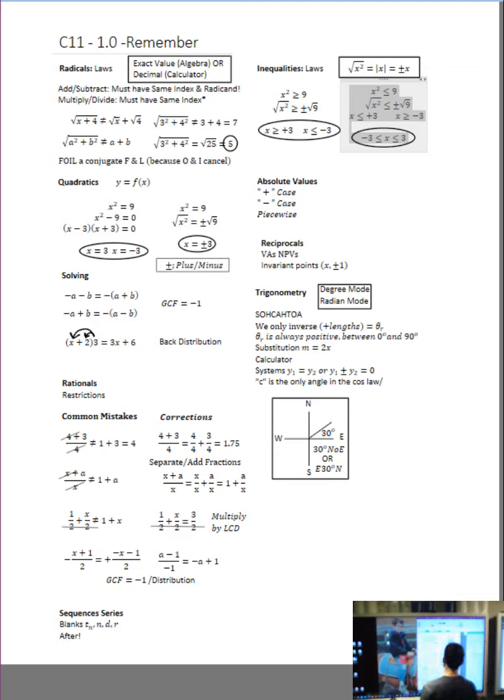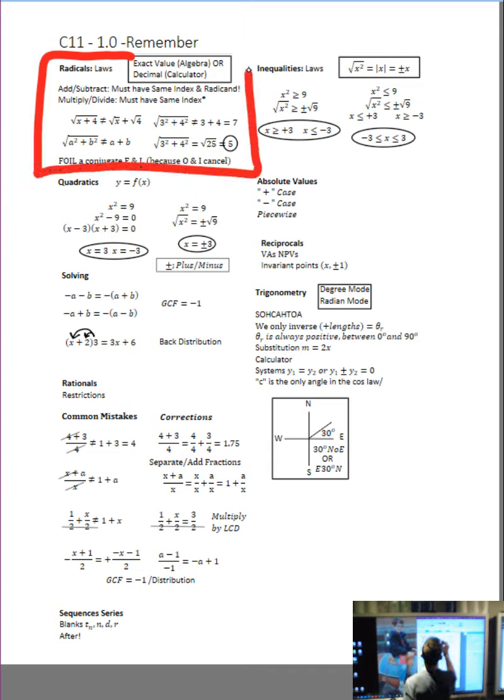All right, the grade 11 remembers. The things to remember when you're doing the methods. In the top left, let's take a look at radicals. So remember to use the radical laws.